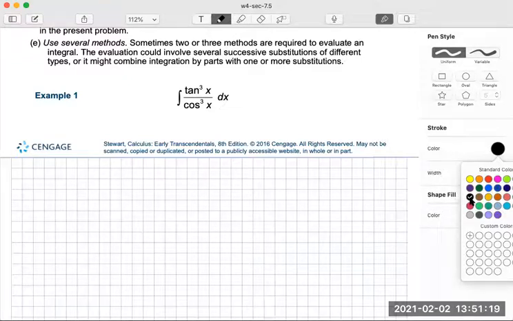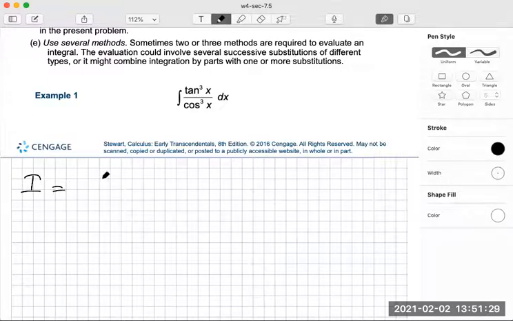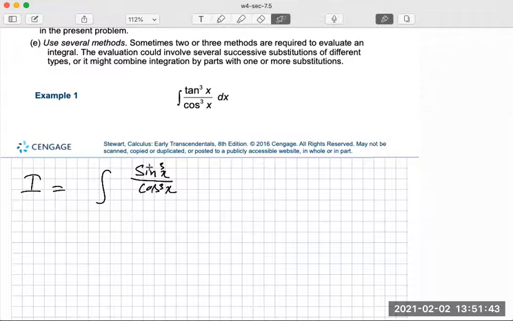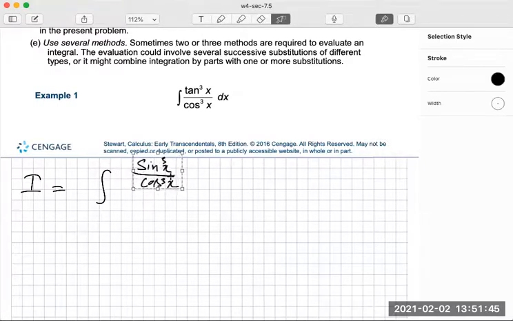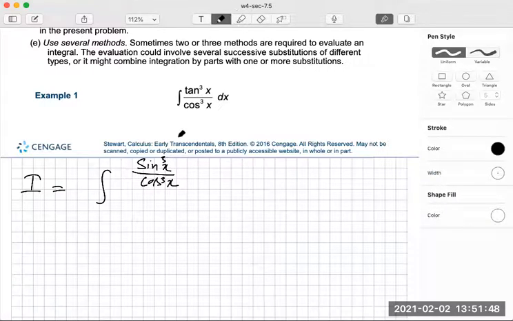Could you make it sine cube x over cosine cube x and then cancel out? Let's try. It's a good point. Thank you, David. Let's try your suggestion. Tan cube, which is sine cube divided by cosine cube x, right? And then the whole thing here divided by cosecant cube dx.